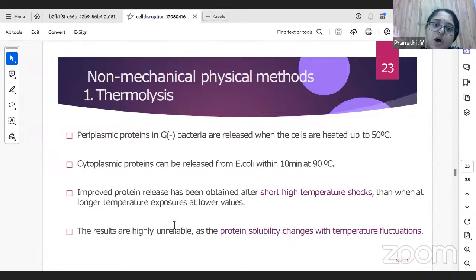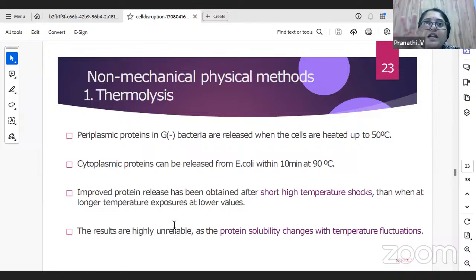Now, when it comes to non-mechanical physical methods, you have thermolysis. So what are you going to do? Basic heating up. For example, in gram-negative bacteria, periplasmic proteins are present. They're going to be released when you heat the cells up to 50 degrees Celsius. Cytoplasmic proteins, if you heat for 10 minutes at around 90 degrees Celsius, are going to be released.